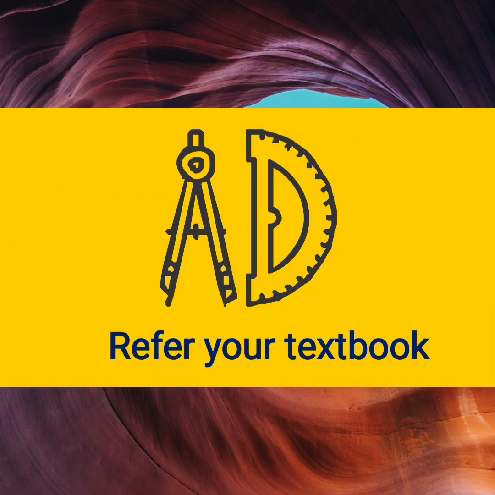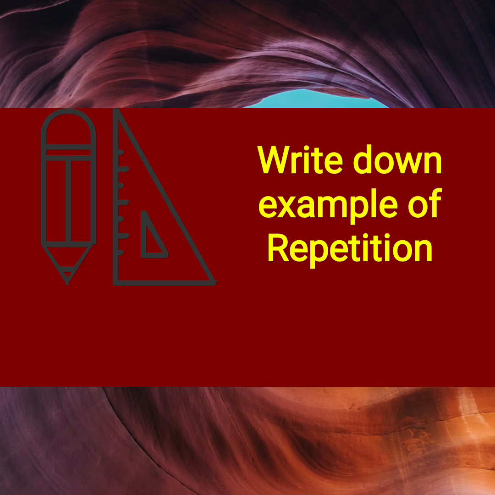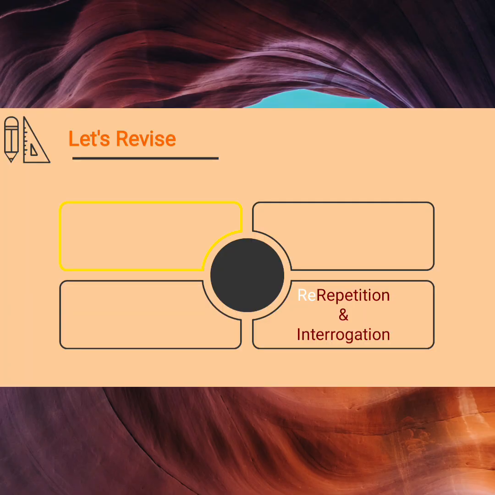Refer to your textbook, students, now and try to search for figures of speech from unit 1, 2, 3, and now we are towards the end of the academic year, maybe unit 4, and jot down the examples of interrogation. Jot down the examples of repetition. You could add on to it and make your own question bank.